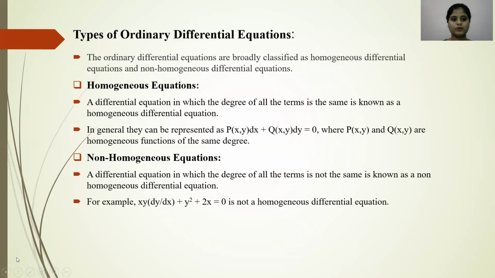Types of ordinary differential equations. The ordinary differential equations are broadly classified as homogeneous differential equations and non-homogeneous differential equations. Homogeneous equations: a differential equation in which the degree of all the terms is the same is known as a homogeneous differential equation. In general, they can be represented as P(x, y)dx + Q(x, y)dy = 0, where P(x, y) and Q(x, y) are homogeneous functions of the same degree. Non-homogeneous equations: a differential equation in which the degree of all the terms is not the same is known as a non-homogeneous differential equation.